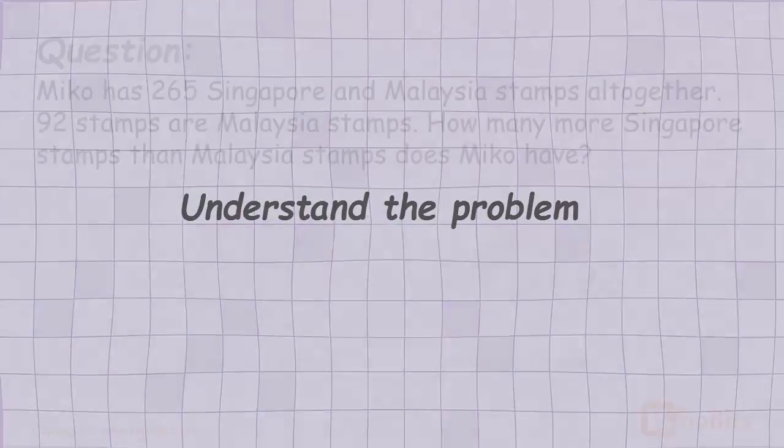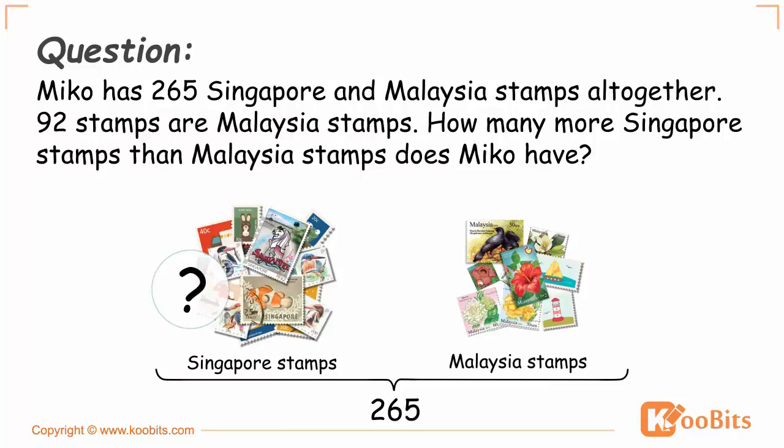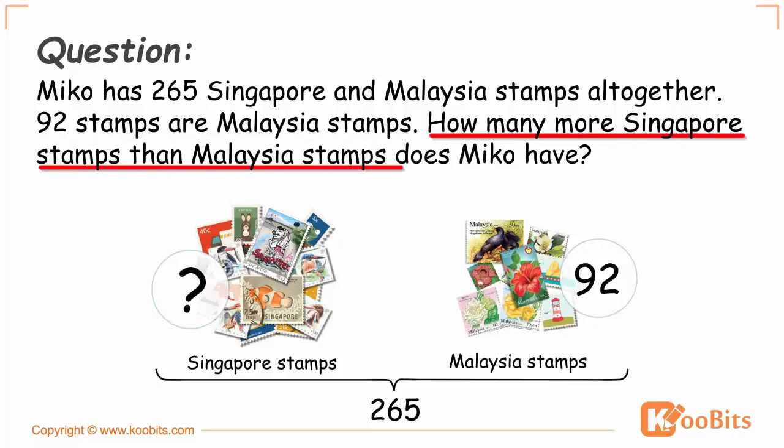Let's break down the question and understand it, shall we? Miko has 265 Singapore and Malaysia stamps altogether. Do we know how many stamps are from Singapore? No, we do not. However, we do know that 92 stamps are Malaysia stamps. How many more Singapore stamps than Malaysia stamps does Miko have?